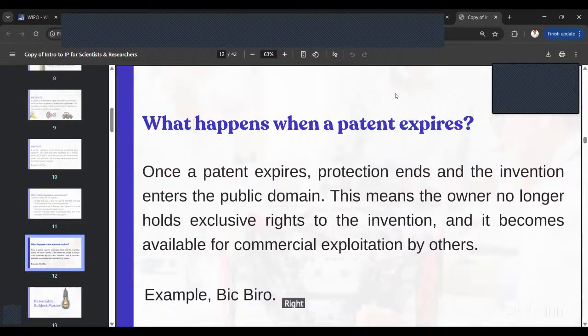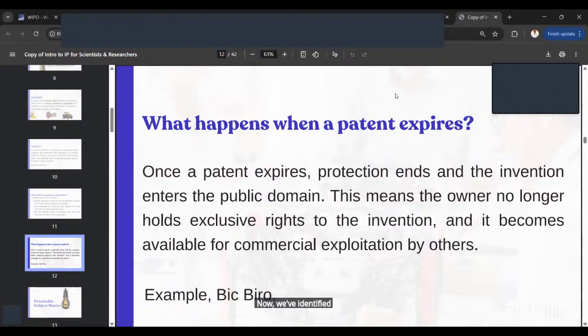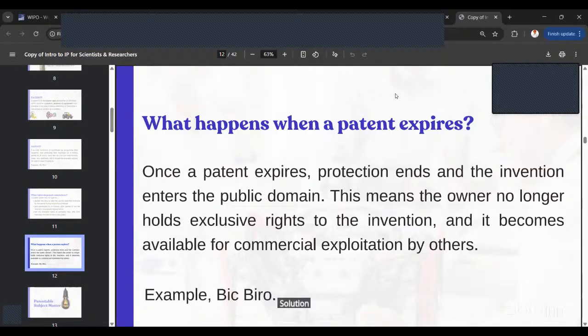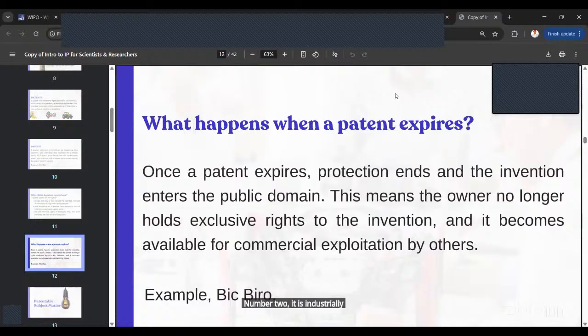Now, what solution is their invention providing? Remember, I said for a patent, there has to be a problem your invention is solving. Now we've identified the problem this invention was trying to solve, which is smearing, legibility, and waiting to dry. Now the question is, what solution does this invention provide? How have they worked on the invention such that, number one, it is new, number two, it is industrially applicable, and number three, it is non-obvious?